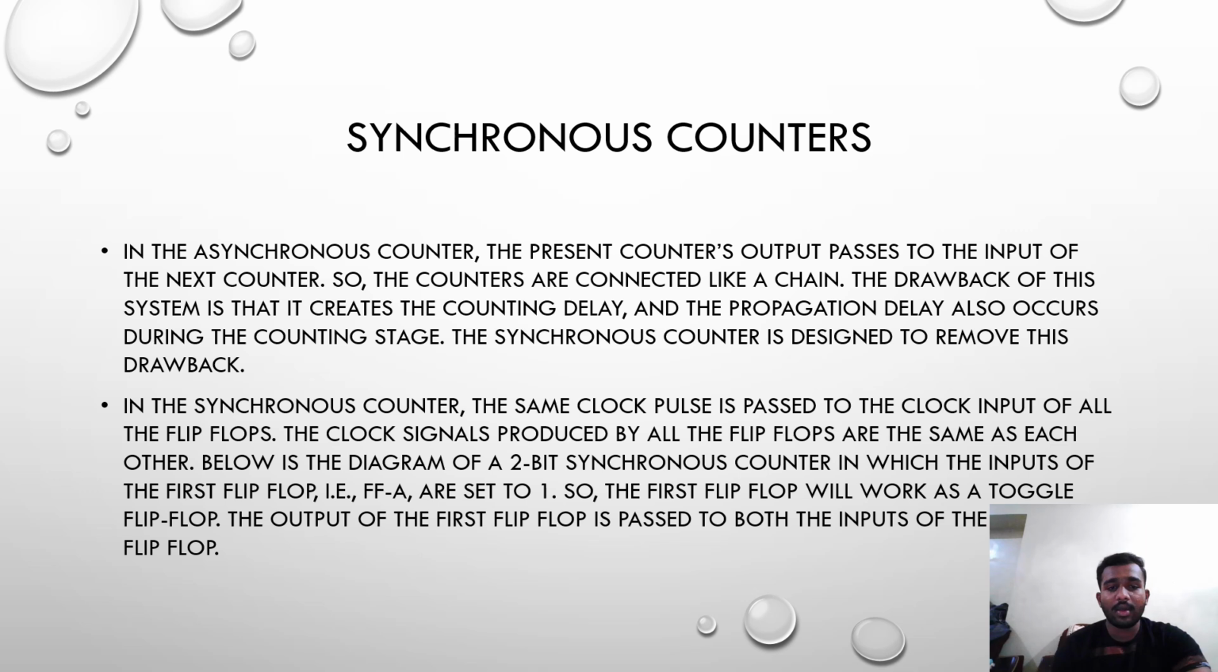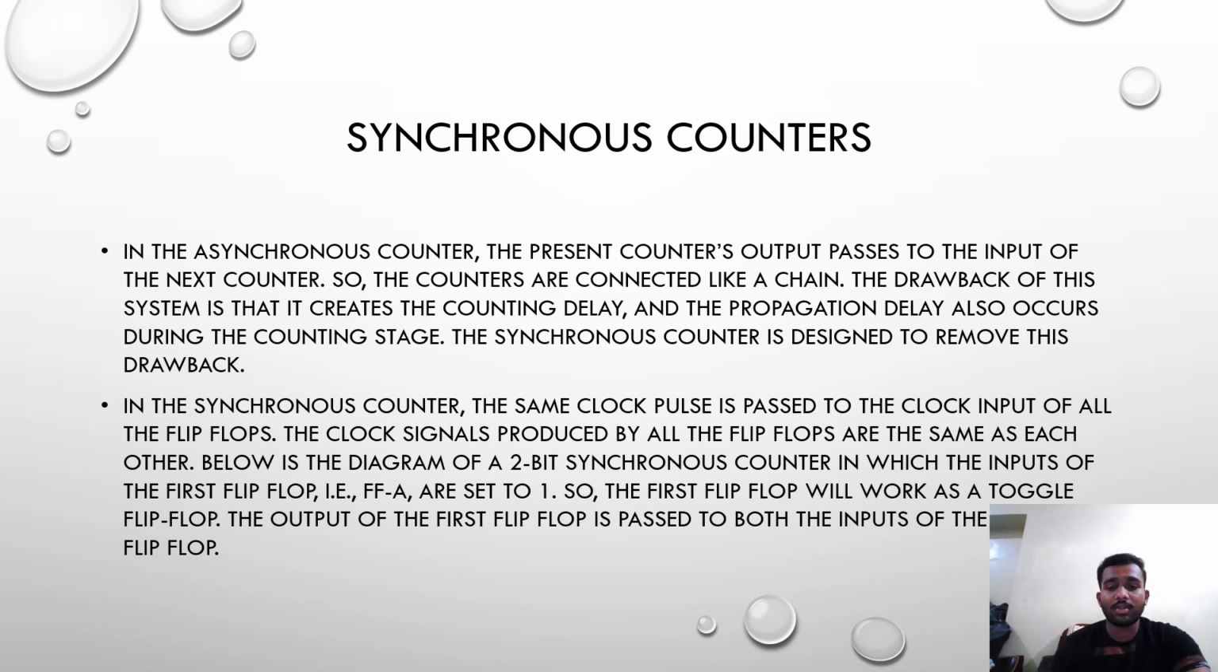In an asynchronous counter, the present counter's output passes to the input of the next counter, so the counters are connected like a chain. The drawback of this system is that it creates a counting delay, and a propagation delay also occurs during the counting stage. The synchronous counter is designed to remove this drawback.